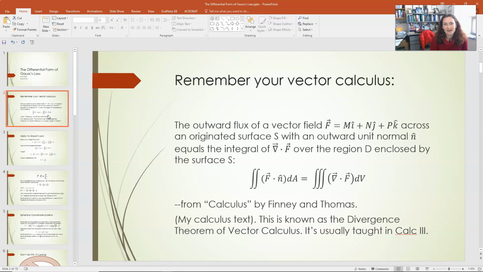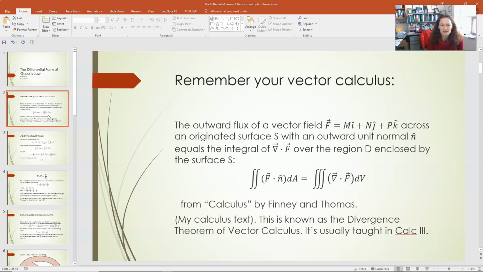So first of all, a good knowledge of physics is also, for better or for worse, tied intimately to a good knowledge of math. So let's remember our vector calculus. For most of us, this would have been calculus 3, okay? And what I'm about to show here is a direct quote from my calculus textbook by Finney and Thomas, okay?